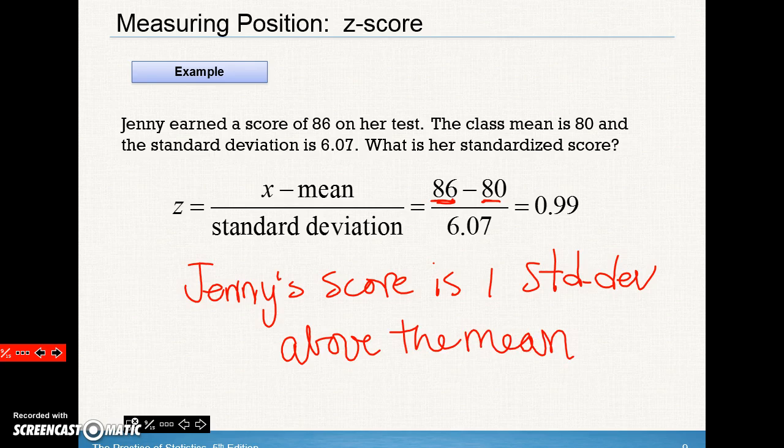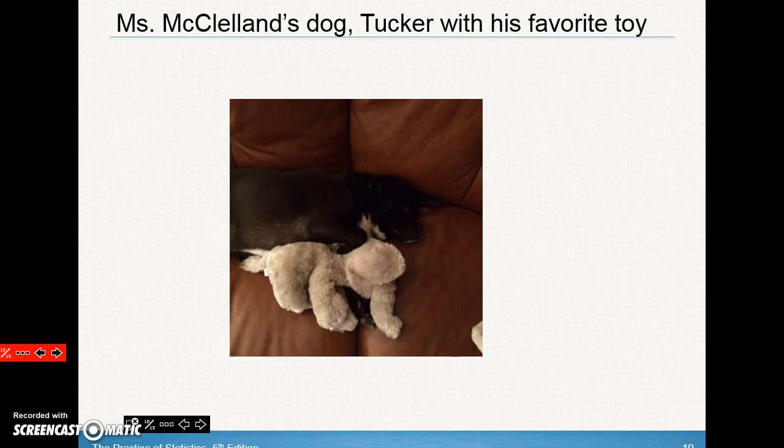And that is the end of this section. I did put a picture in here of my dog because I thought you might like to see him, but it's not a very good picture.